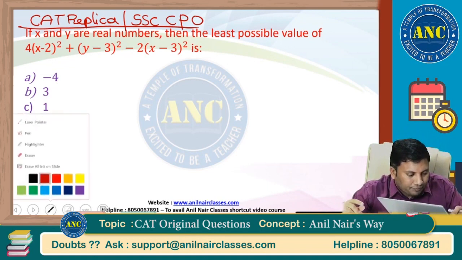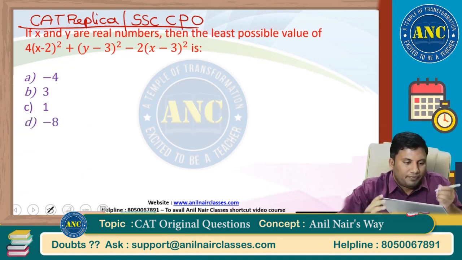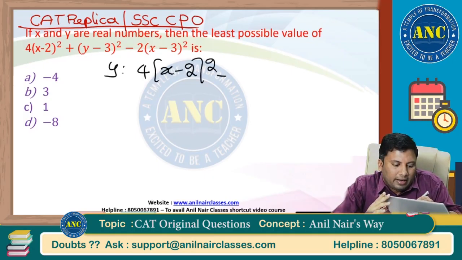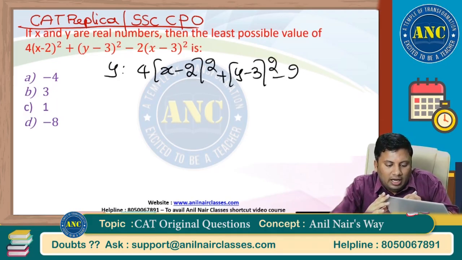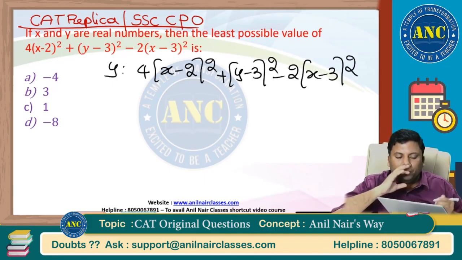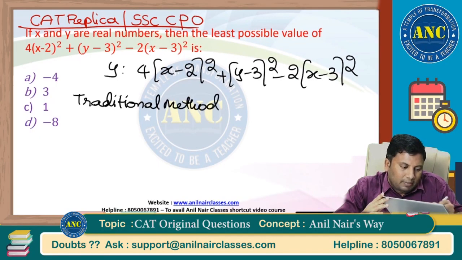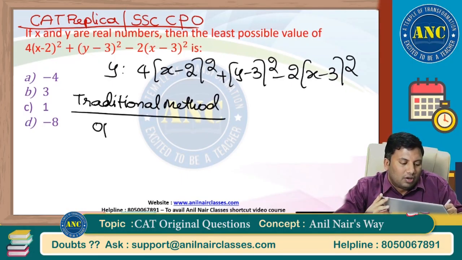See here. See this question. Y is given as 4 into (x minus 2) whole square plus (y minus 3) whole square minus 2 into (x minus 3) whole square. Traditional method. How will the students solve?